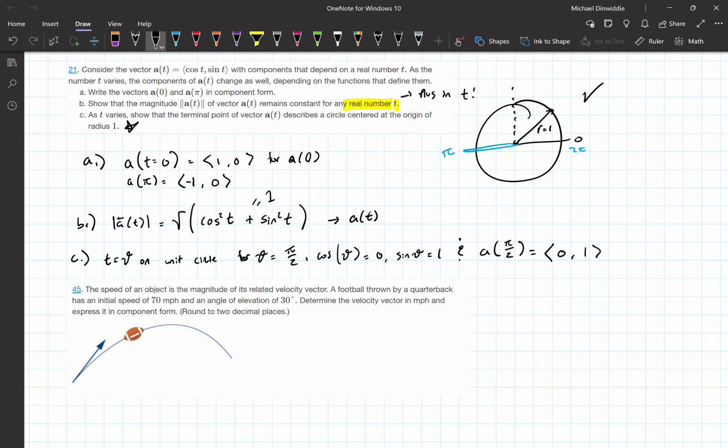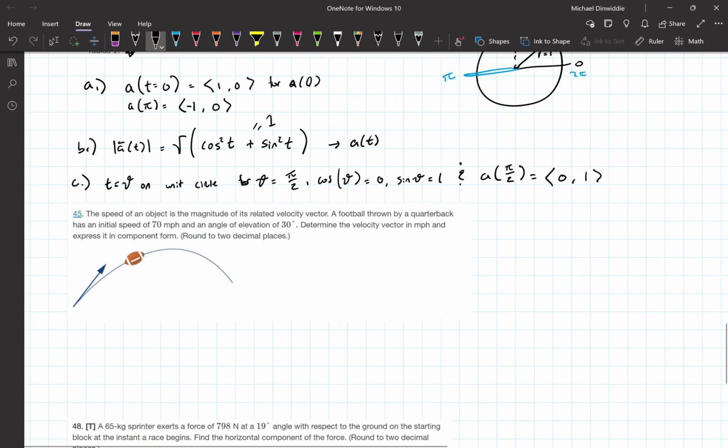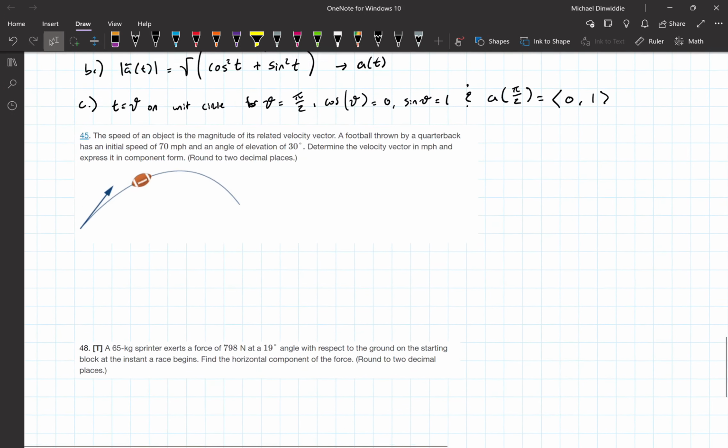Don't read too much into this. Showing just means give me some explanation, and it's usually pretty open-ended. You just have to convince someone of what you're saying. All right, two more, guys. I think we can do it.